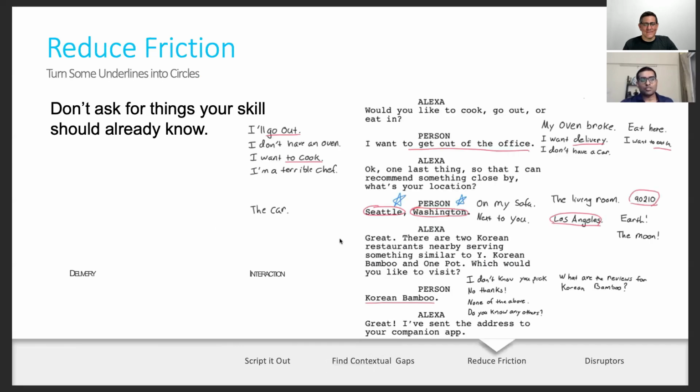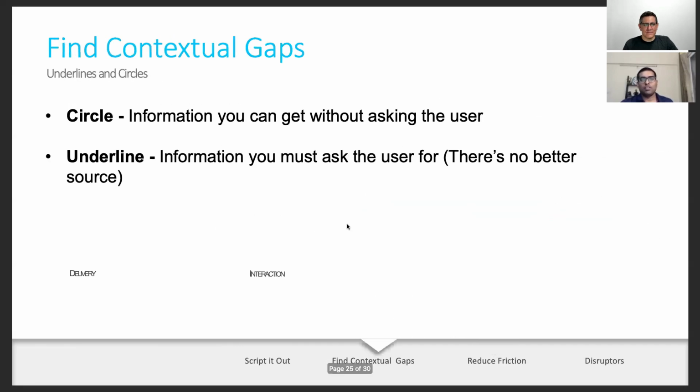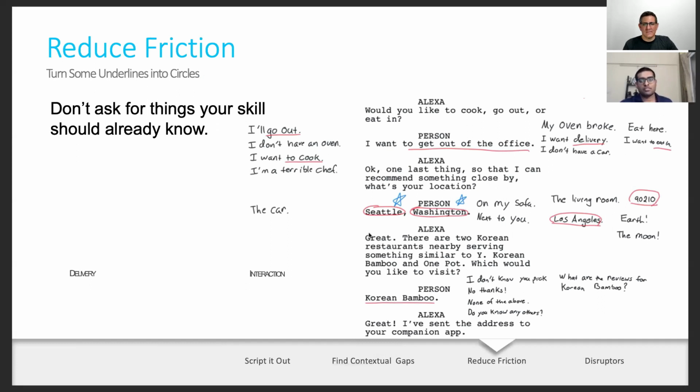Say, for example, information you can get without asking the user is what you circle, right? Like Seattle and Washington for this example. This is something you can get from the customer profile API, to find out their location and stuff like that. But whether the user wants to cook, go out, or eat in, these are things that you don't know. This is something that only the user would be able to give you, so it's better to underline that.